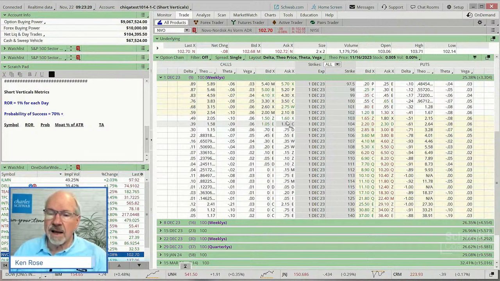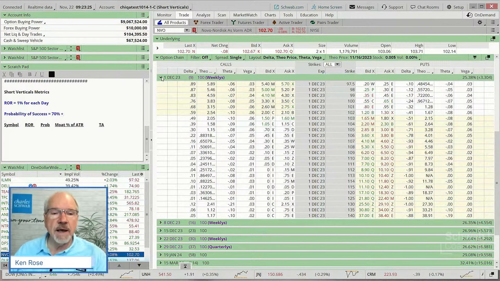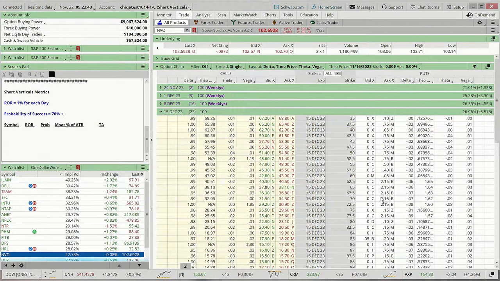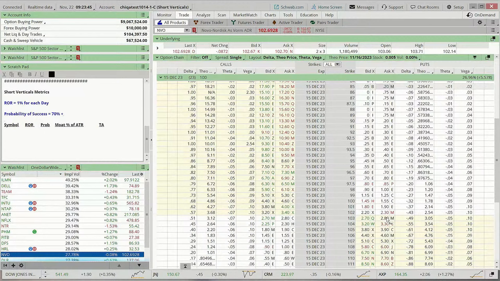I'd feel a little bit better about it if these were quoted in penny increments rather than nickel increments. In fact, let me double check this. We're looking at weeklies here. If we pull up the regular ones, do we still have nickel increments? It looks like we do. So one negative on this one from a choice standpoint is that we are looking at nickel increments rather than penny increments. It would feel a little better with penny increments, but nickel increments doesn't necessarily kill the deal.